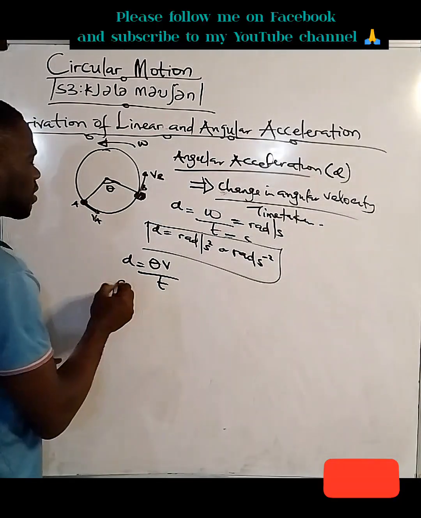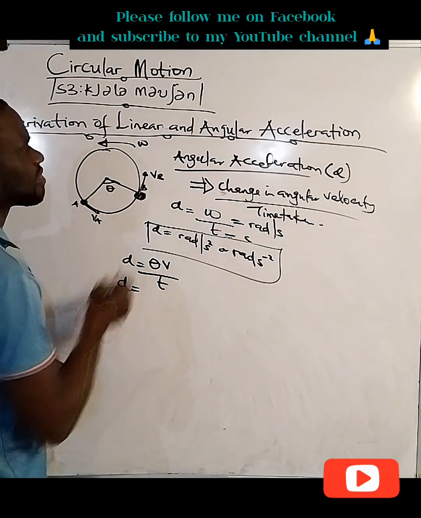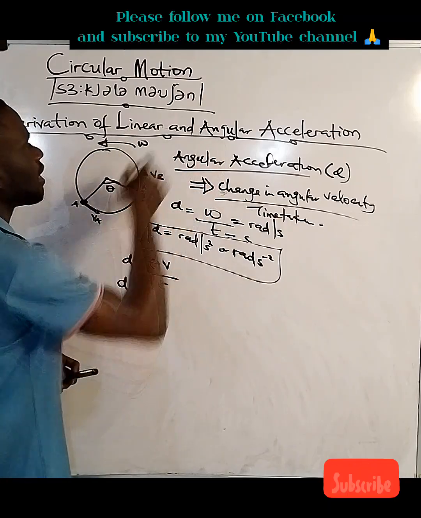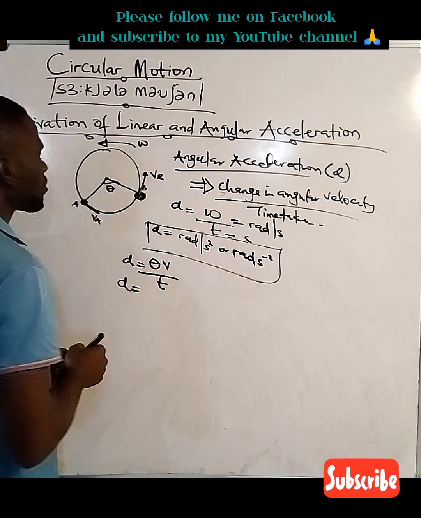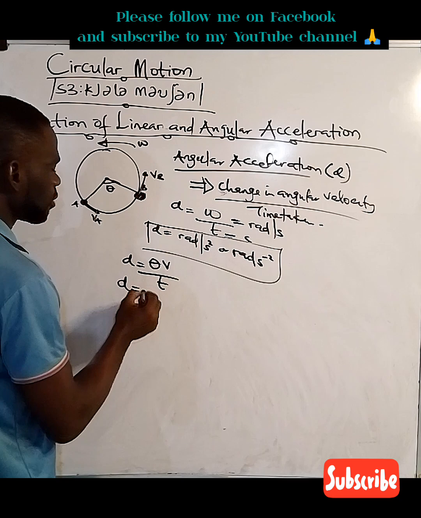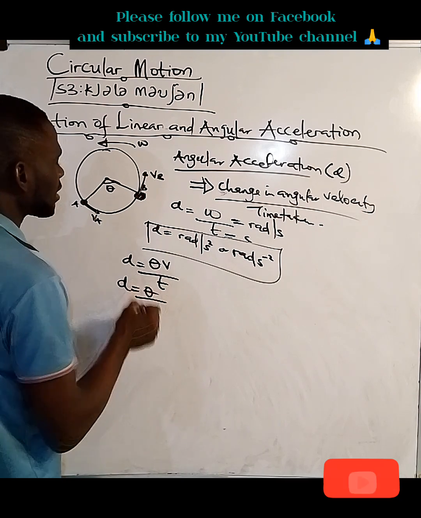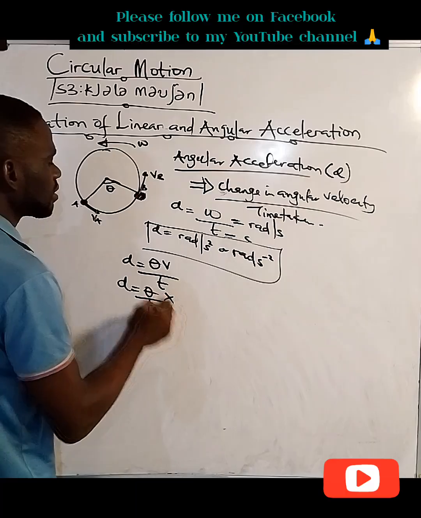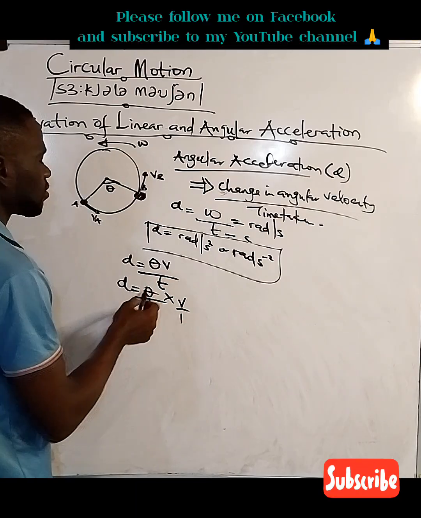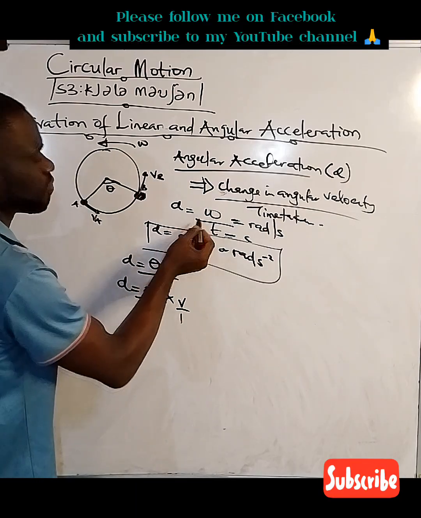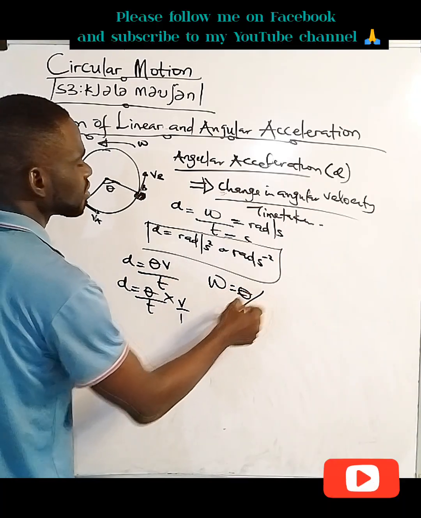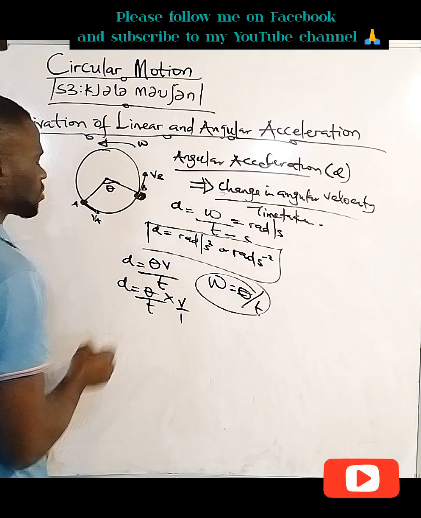So what does that mean? This acceleration we call centripetal acceleration. Don't forget, the linear one is seen as tangential, while this one is angular or centripetal. So the angular displacement theta over time, times v, over 1. Don't forget, angular velocity is angular displacement over time taken. So what do we have?